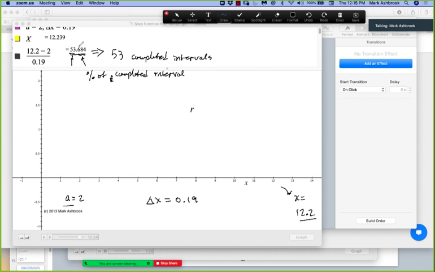But we just want the 53. We just want to make that go away. No matter what, we don't want to round. We just want to chop it off, and then the whole number will give us the completed intervals. So there's a mathematical function or operation that does this. Does anyone know what that is? The floor function. Right. This is called the floor function.